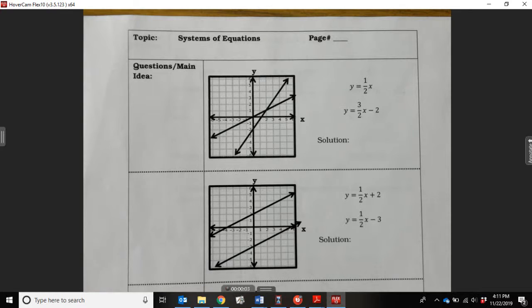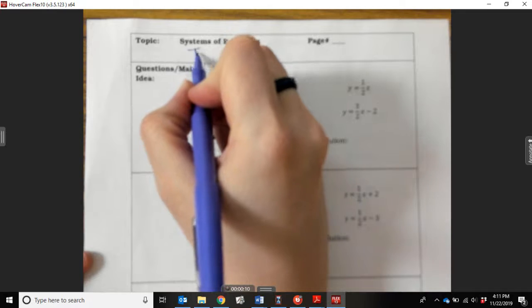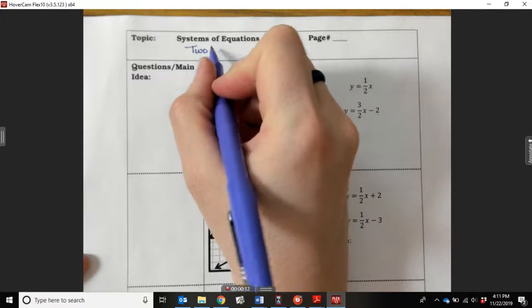All right, we're going to begin our discussion of systems of equations. And a system of equations just means that we have two equations on the same grid.